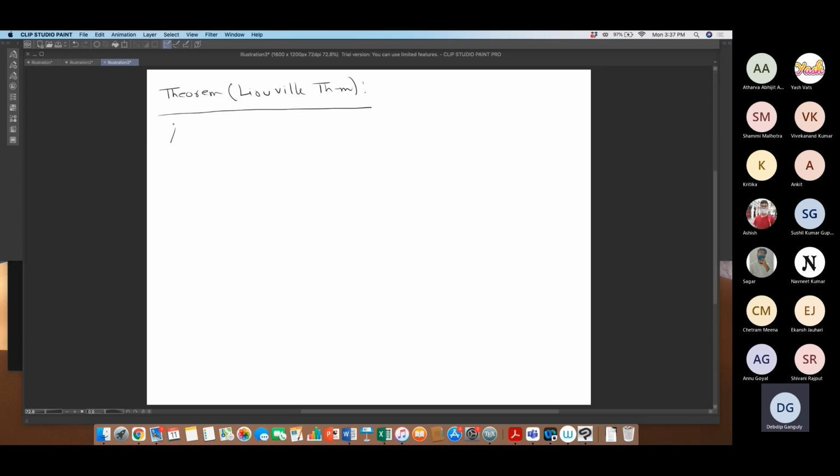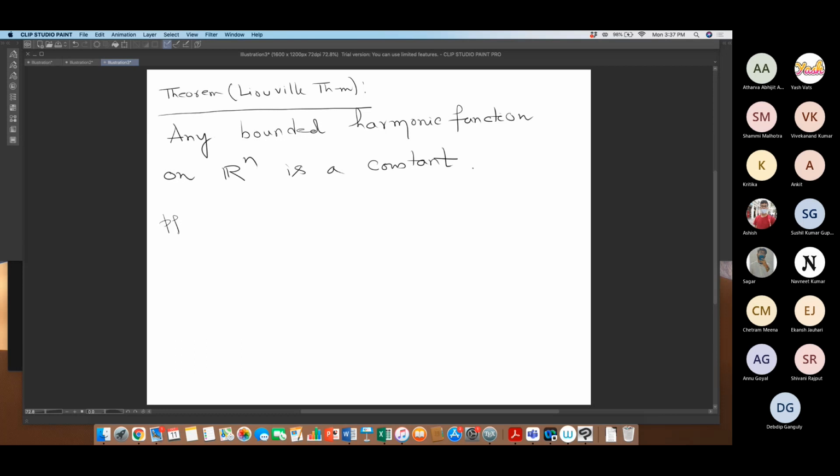It's a beautiful theorem. Any bounded harmonic function on Rn is a constant. Is that okay? The same statement holds here: any bounded harmonic function on Rn is a constant. Is that clear? How will you prove it? Anyone?